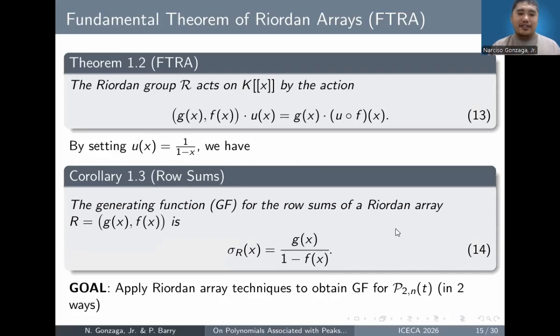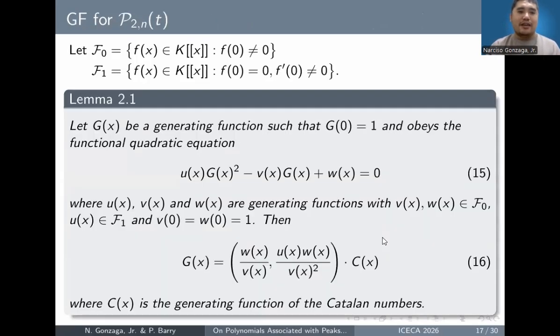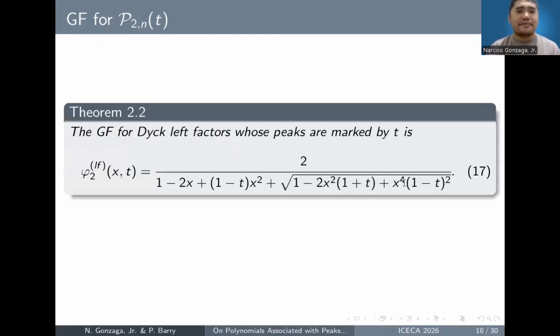And our goal here now is to apply Riordan array techniques to obtain the generating function of the polynomials associated with Dirichlet factors. So we go now to the results. We need this lemma. This actually says that any Catalan type generating function can be converted as an action of a Riordan array to the Catalan generating function. So this will be useful later on to extract coefficients.